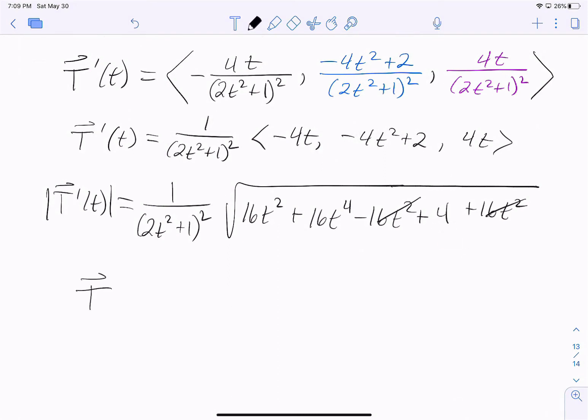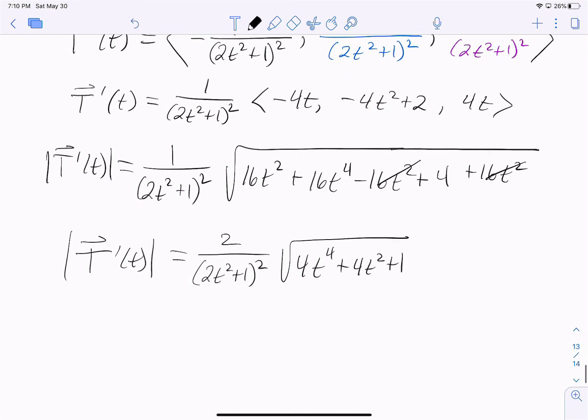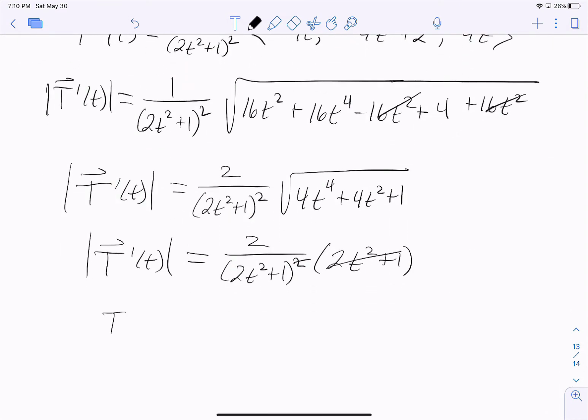So we have the magnitude of T prime of t is going to be 2 over 2t squared plus 1, the quantity squared, times the square root of 4t to the fourth plus 4t squared plus 1, which factors, look at that. So the magnitude of T prime of t is 2 over 2t squared plus 1, the quantity squared, times, I'm going to go with 2t squared plus 1. It divides out. That is beautiful. So the magnitude of T prime of t is equal to 2 over 2t squared plus 1.